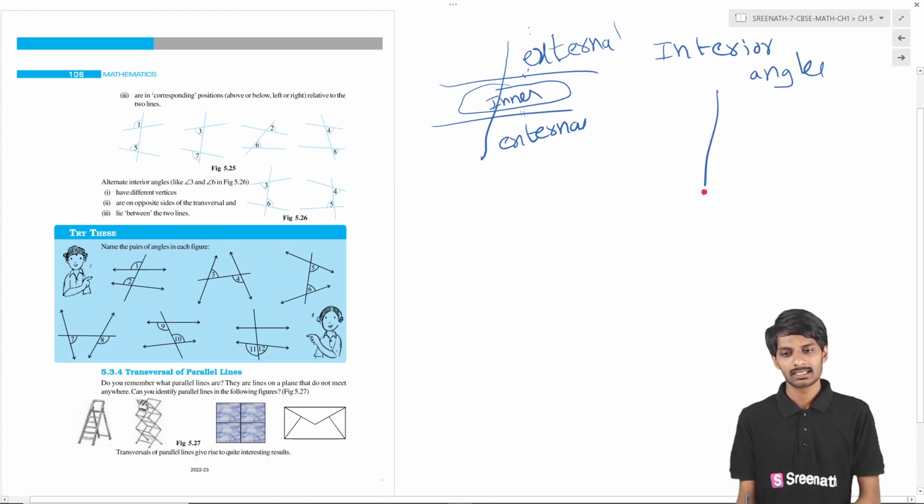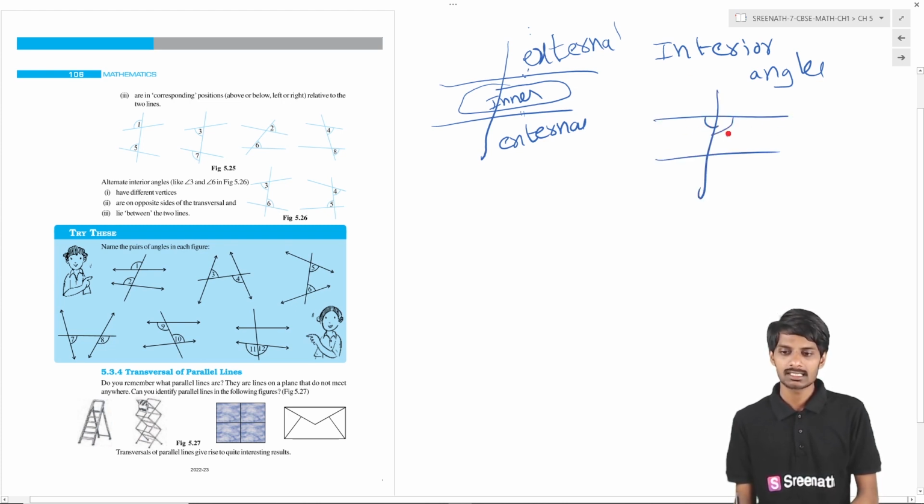What are the interior angles here? This is an interior angle, this is an interior angle, this is an interior angle, and this is an interior angle. These are the interior angles. So what names have we given to them? For example, 3, 4, 5, 6. So these are the interior angles.